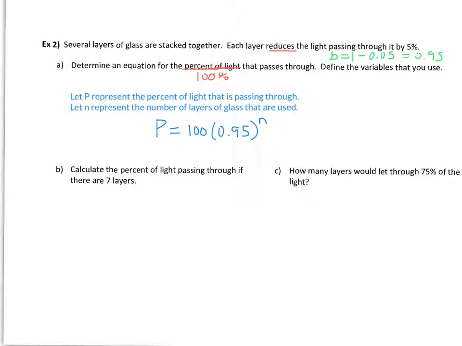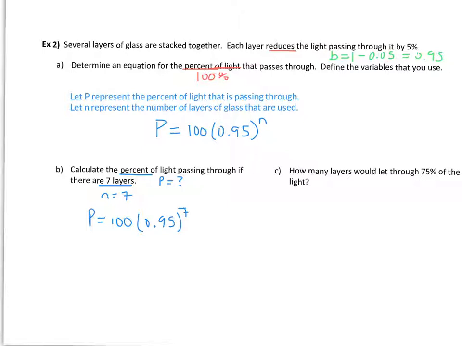Part B says calculate the percent, so it's P that we're trying to find. P is the unknown. If there are 7 layers, well, N is equal to 7. So you can just substitute those values into the equation and calculate the percentage of light. Okay, put that in your calculator.